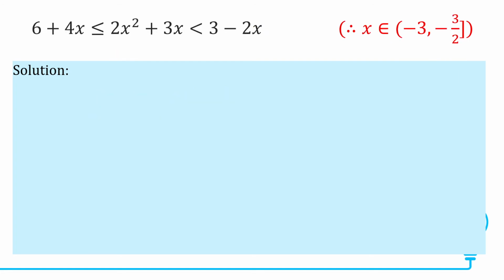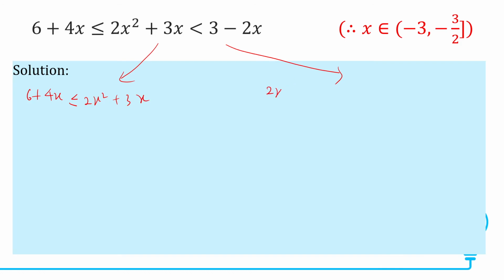Okay, so now this one has more things. When you see x squared in the middle with 2 on both sides, and the left and right consist of x, what comes to your mind? Separate them into two different parts. The first one: 6 plus 4x less than or equal to 2x plus 3x.